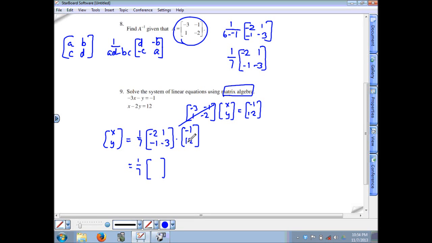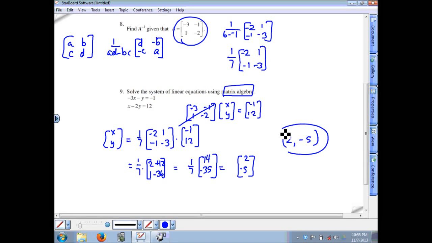So this is a 2 by 2 matrix, this is a 2 by 1 matrix. Multiplying a 2 by 2 by a 2 by 1 results in a 2 by 1. So it's just a single column with 2 entries. This entry comes from first row and first column, 2 times negative 1 is negative 2. 1 times 12 is 12. Second row, negative 1 times negative 1 is 1. Negative 3 times 12 is minus 36. So this is 1/7 times 14 over negative 35. Now multiply by 1/7 and you get 2, negative 5, and that equals x and y. So x is 2, y is negative 5. So the solution is 2, negative 5.